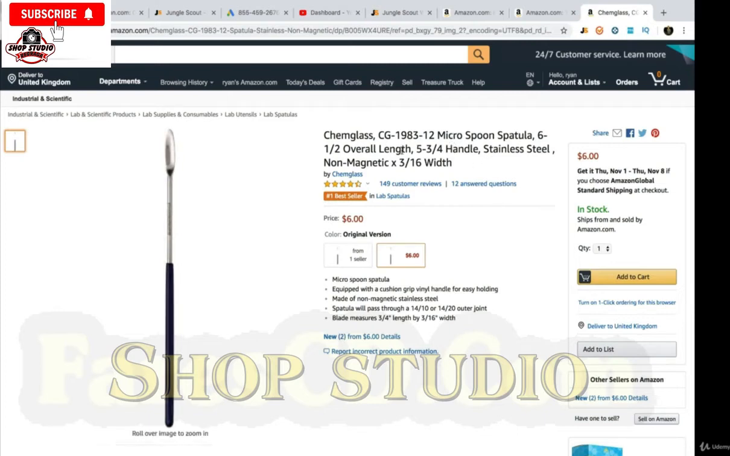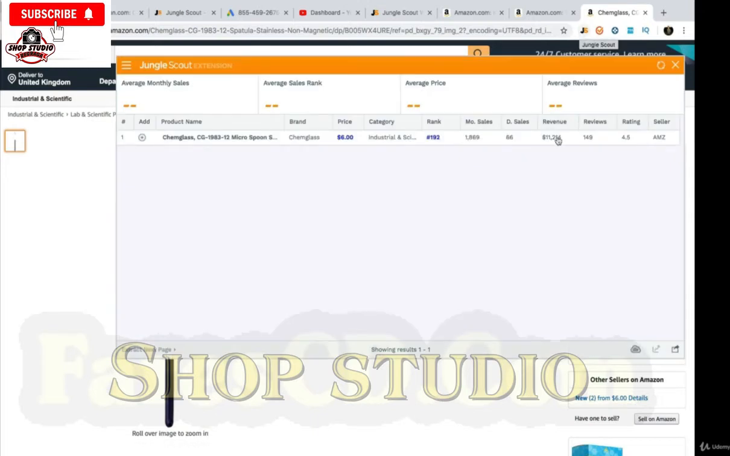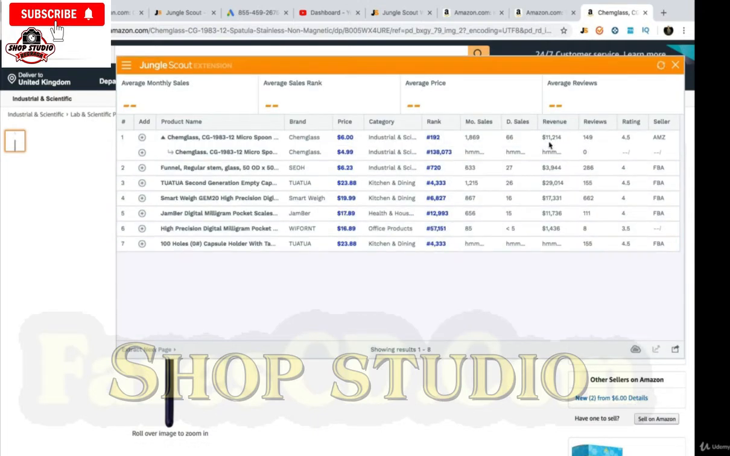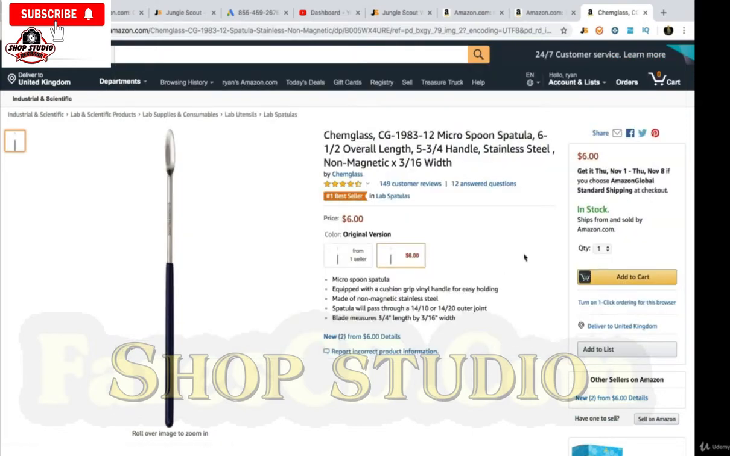Okay, some sort of spoon. We get the reviews up, just have a quick look. Right, so 149 reviews, and that spoon is generating over $11,000 a month in profit. So that's got some amazing potential.